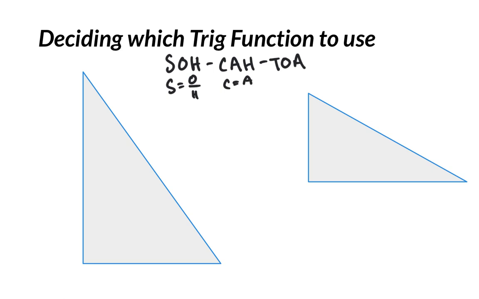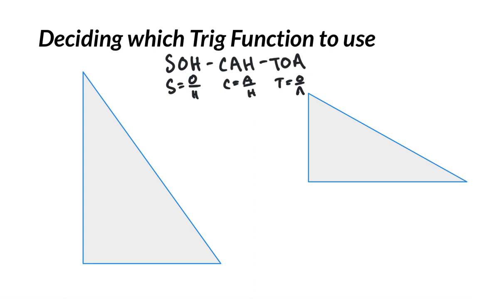Cosine equals adjacent divided by hypotenuse. And tangent equals opposite over adjacent. Just remember, the first letter tells me the trig function. The next letter tells me the numerator, and the last the denominator in each case. So I'm going to start with doing it this way.